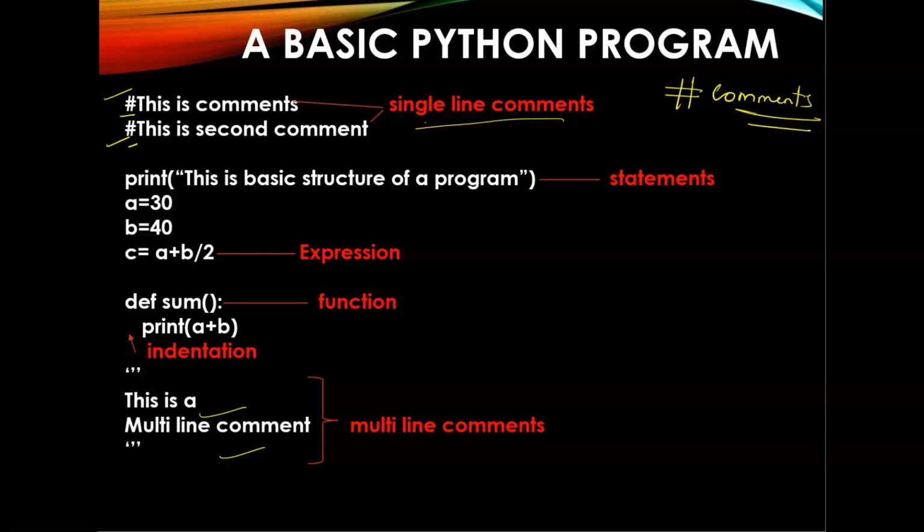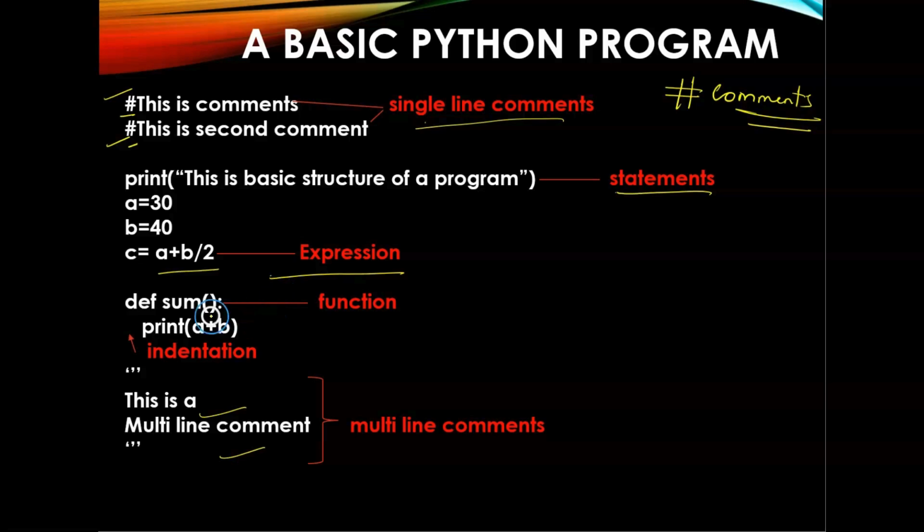Here we have assigned A is equal to 30 and B is equal to 40. And we are calculating that C is equal to A plus B divided by 2. That means this is called an expression in the statement. So we can call this an expression.